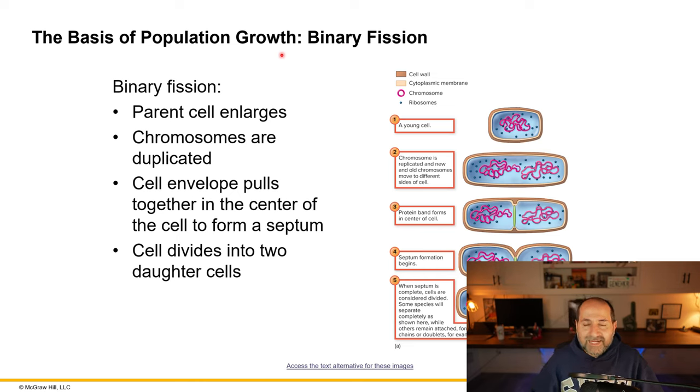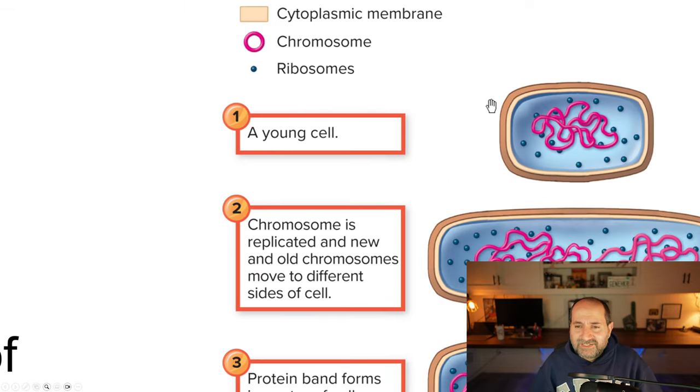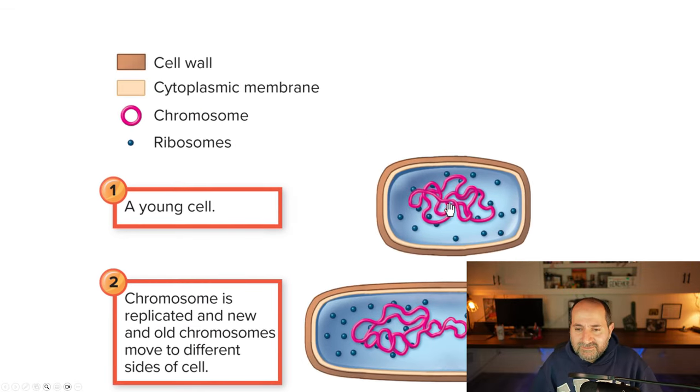Bacteria grow not by mitosis, but by a process known as binary fission, which is much more straightforward and simple than mitosis. Here's a bacterial cell. You've got this stringy stuff, which is the nucleoid, right? The single circularized chromosome, the nucleoid. Here you have ribosomes as well, those little dots. This is a young cell.